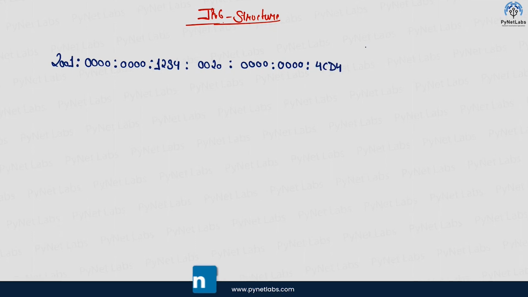I'm going to write one address. Let's say I'm going to write 2001, and it is separated by a colon. I'm going to use four zeros here, 0000. Again, I'll write a colon and then 0000. Colon, and let's say 0020, colon 0000 0000, and I'll define some other values, let's say 4CD4. So this is how exactly the IPv6 structure looks like.